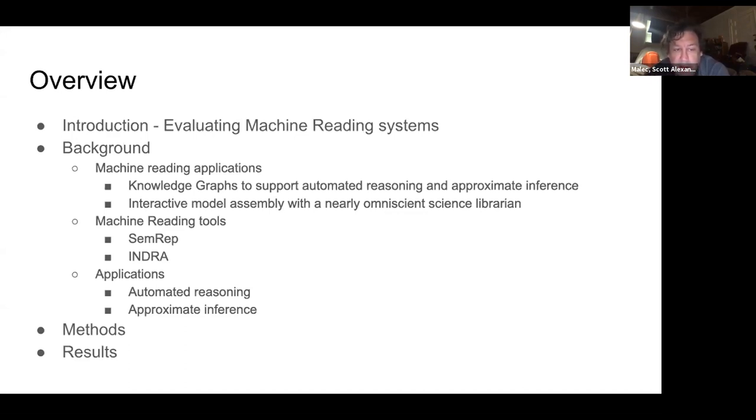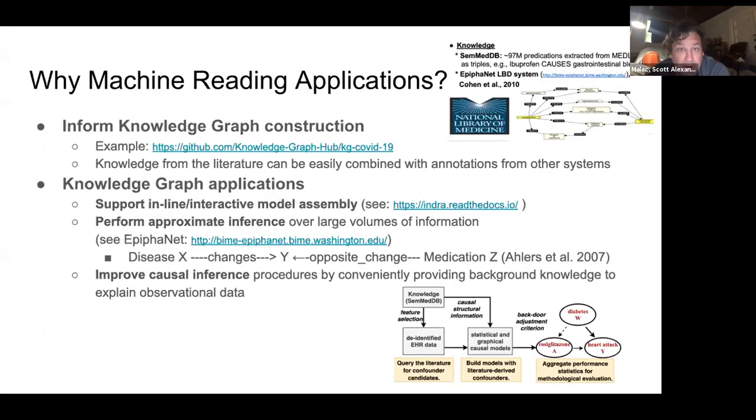And I am going to start off with why machine reading. So with the ability to extract semantic relationships of the form where you have two normalized concepts connected with a normalized predicate, a concept relationship concept triple, we would like to be able to inform knowledge graph construction, and we'd like to take these knowledge graphs and perform other sorts of operations on them to support research.